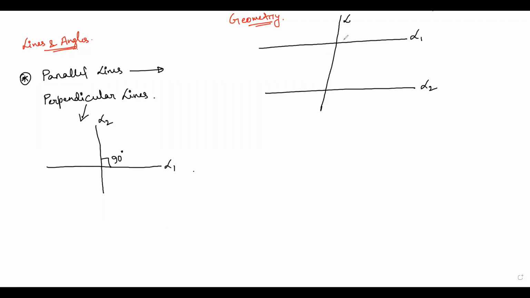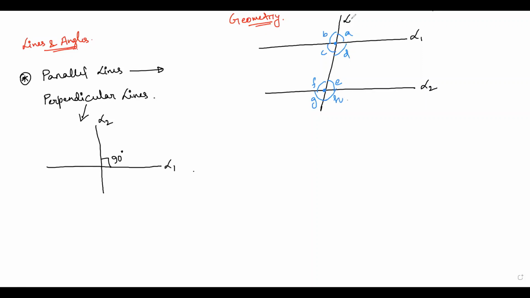Now, since this transversal cuts these two parallel lines L1 and L2 at these points, there would be some angles formed between them. Let us name these angles to be say A, this to be say B, this to be say C, and this to be say D. In a similar way, let us name these angles to be say E, this angle to be say F, this angle to be say G, and this angle to be say H.